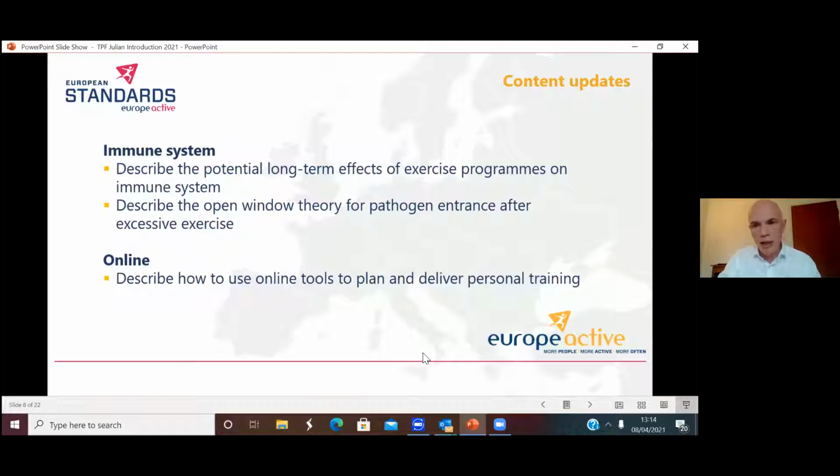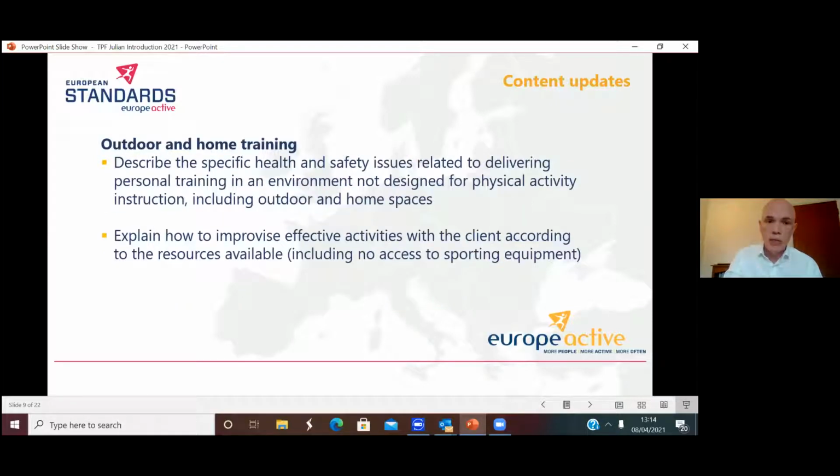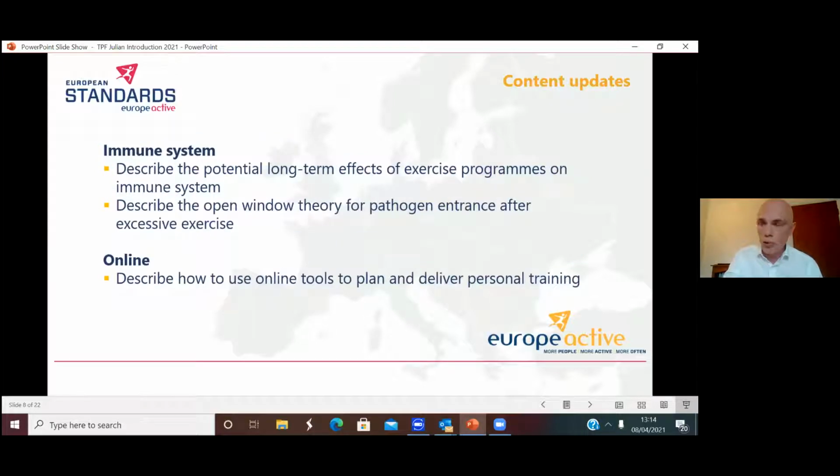You should know as well that we've been working to update the standards somewhat. That's our main course standards in terms of fitness instruction, personal training, exercise for health specialists. And we have added some new areas, some new standards, some new learning outcomes, if you like, in the areas of the immune system, online, and also in terms of outdoor and home training. All things that have really come to the fore through the COVID period.